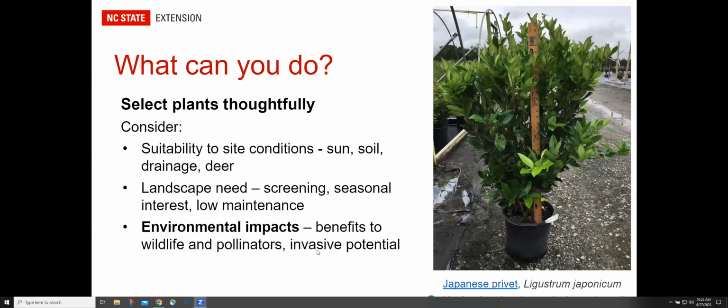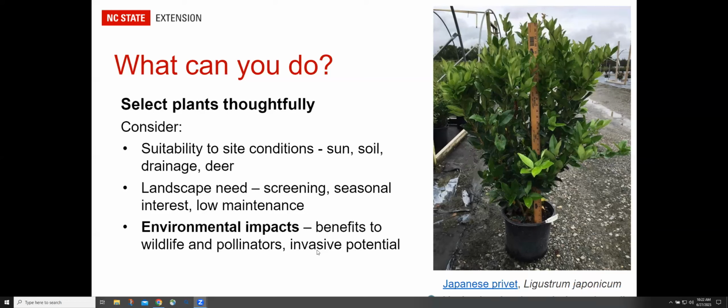And as gardeners, a hugely important thing we can do is just be thoughtful about our plant selection. So we always talk about right plant, right place. We always think about, is this plant suited to the site conditions, the sun or the shade, the soil drainage, other challenges I might have like deer or slope. We think about things like, why are we putting this plant in the landscape? Do we need it to screen something? Are we looking for seasonal color? Are we looking for something that's low maintenance?